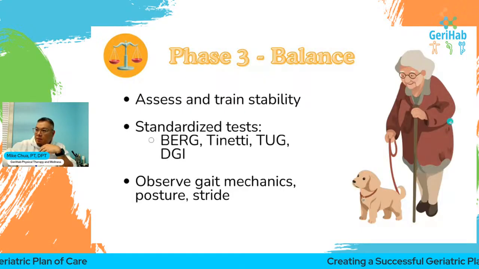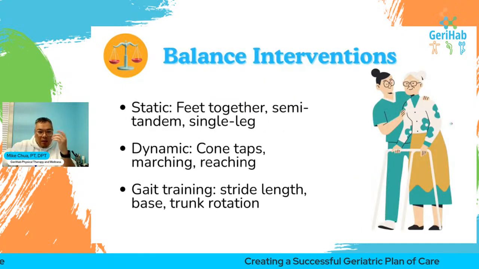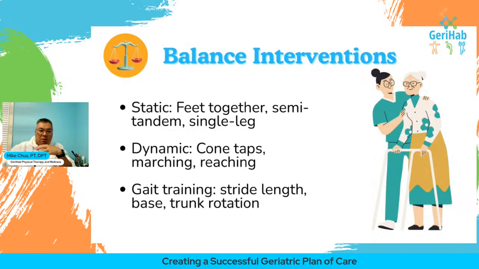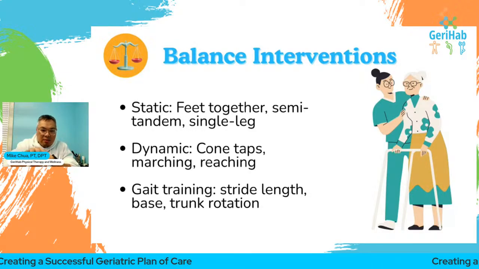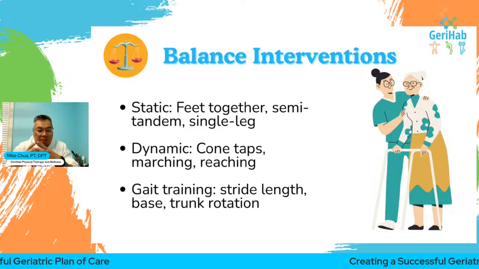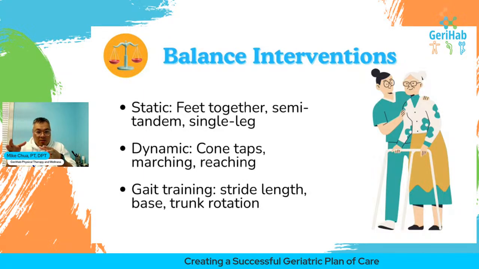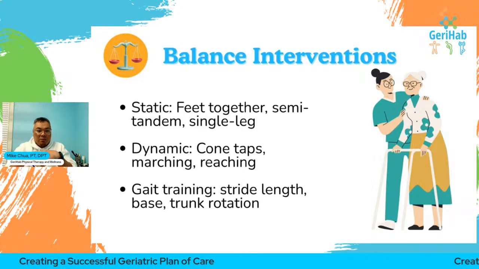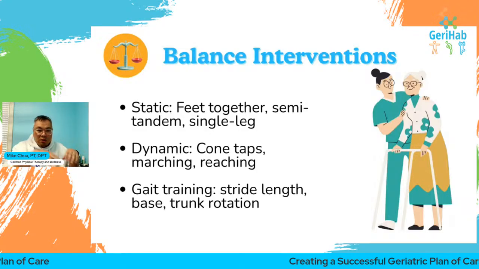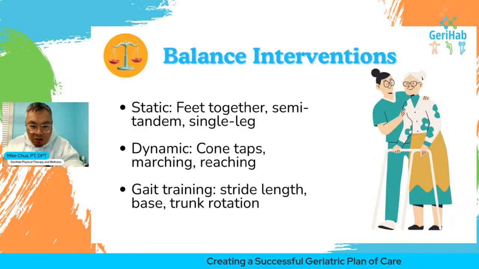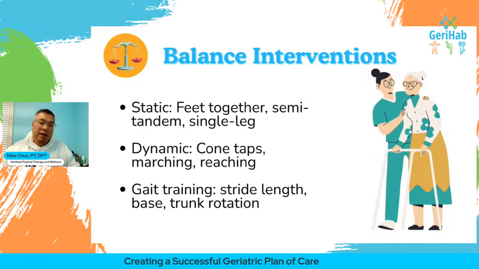Again, some balance interventions that you can do. You can do static: feet together, semi-tandem, single leg. And that's part of your Berg balance and Tinetti test too. You can do dynamic balance interventions: cone taps, marching, reaching, and of course gait training, stride length, widening the base of support, and trunk rotation. Not just the trunk rotation, but also the head rotation.